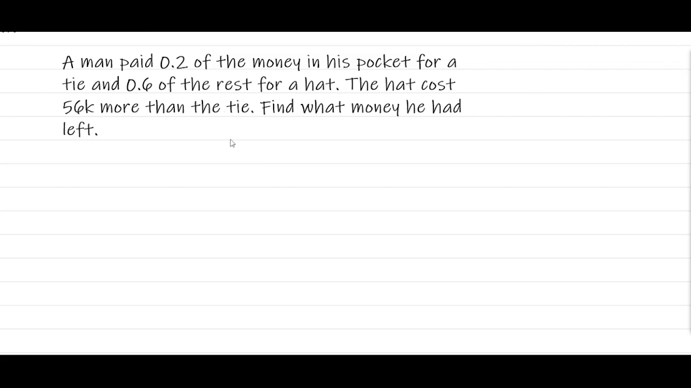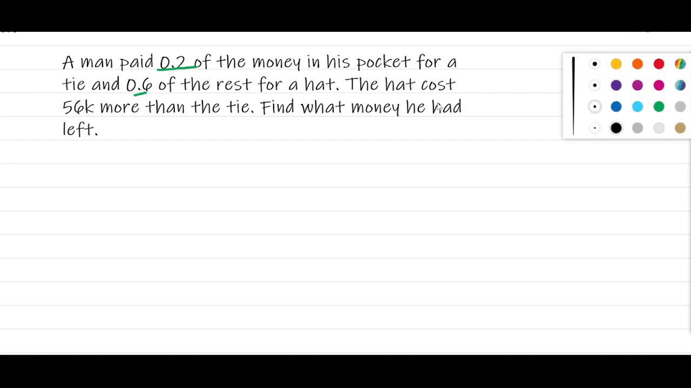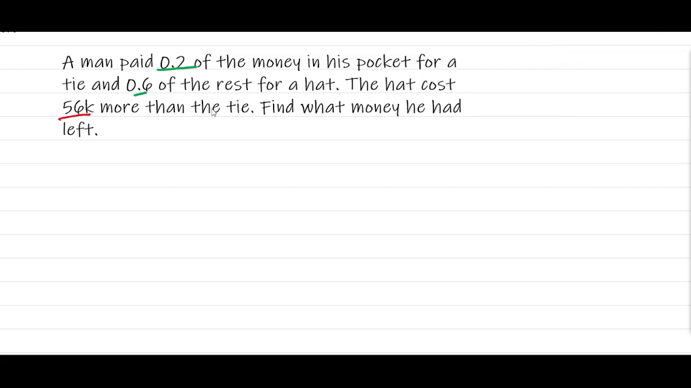Here we have a very nice word problem to tackle. It says that a man paid 0.2 of the money in his pocket for a tie and 0.6 of the rest for a hat. And the hat costs 56 kobo more than the tie.